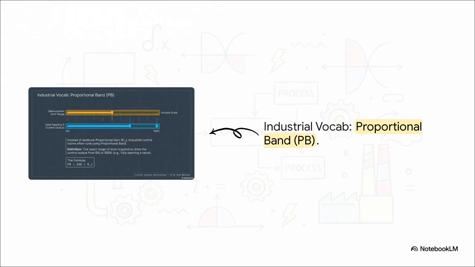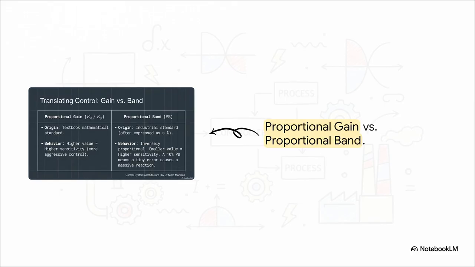To communicate effectively with these systems, we need to speak the industrial vocabulary. Textbooks use proportional gain, Kc. But industrial control rooms often tune using proportional band, or PB. Proportional band is defined exactly as the range of error required to drive the control output from 0% to 100%. Mathematically, PB equals 100 divided by Kc. Translating these terms properly is a big deal, and getting it wrong can be catastrophic.